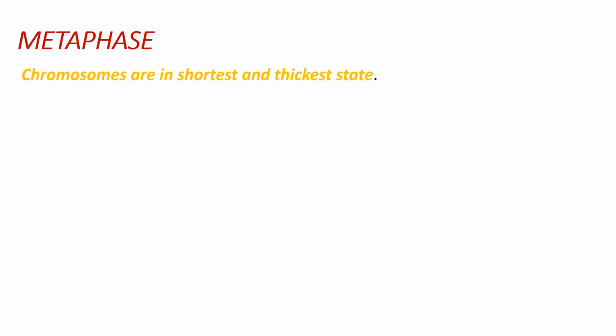The second stage of mitosis is metaphase. In metaphase, the chromosomes are in the shortest and thickest stage. As the chromosomes are more distinct during this stage, most of the studies related to chromosomes are done during this stage. Now, what are the different events occurring during metaphase?